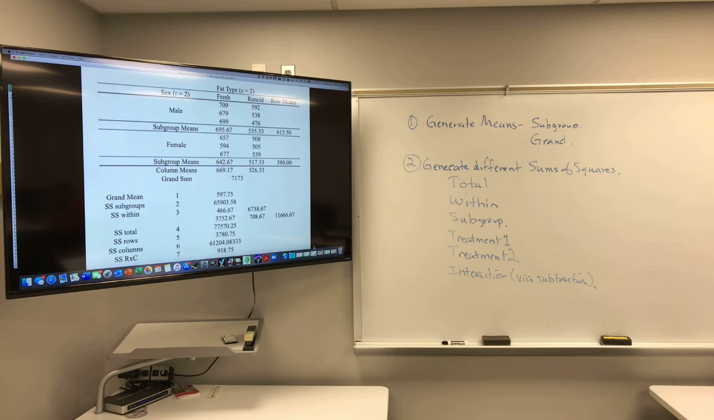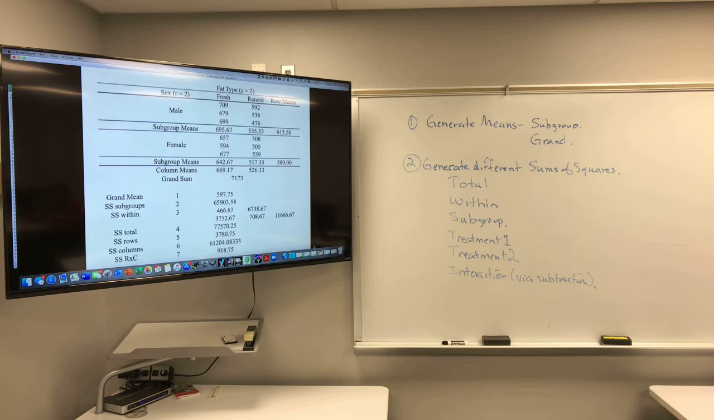So in this case, because all the samples are the same size, you could do it this way. You could also do it this way, or you could just sum all the data divided by the overall sample size, and they should all give you the same number.